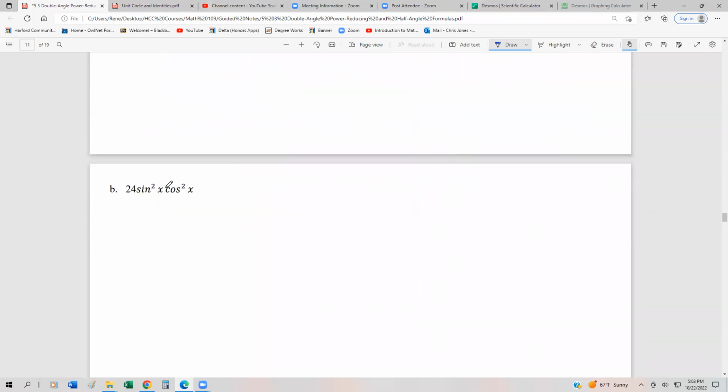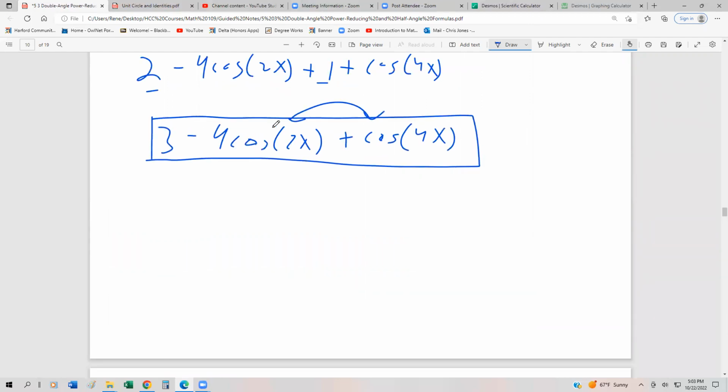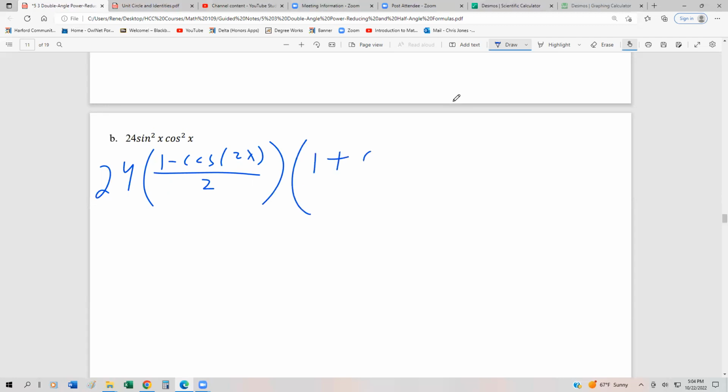Another example of this, we have 24 sine squared x cos squared x. And again, the goal is for us to be able to write this as an expression that doesn't have any powers greater than 1. Just like up here, this is the first power and this is the first power. All right. So let's rewrite this now. 24 times, we know that sine squared can be written as 1 minus cos of 2x over 2. And then we know that cos squared can be written as 1 plus cos 2x over 2.